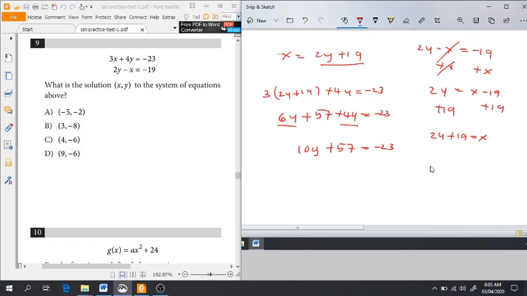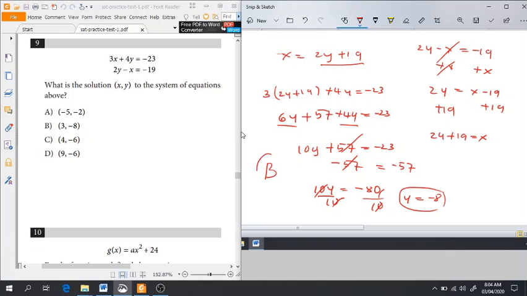Arrange the like terms, get rid of this 57 by subtracting 57 on both sides. Then we can say 10y equals negative 23 minus 57, which is negative 80. So divide by 10 on both sides. The value of y is negative 8. Look at the options. Which option gives the value of y to be negative 8? That's only option B. So the answer to this question is B. B is the right answer here.